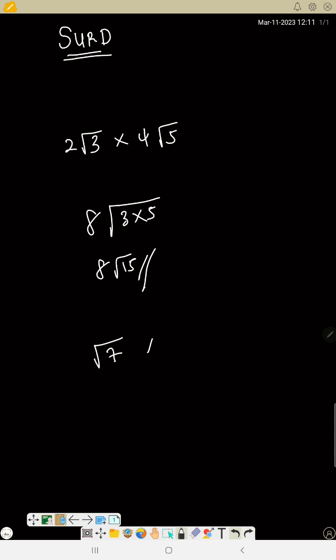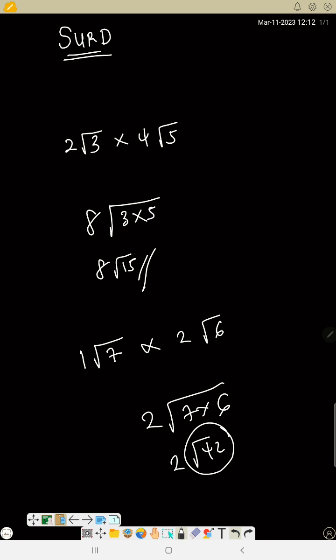So now look at this, root 7 times 2 root 6. Now what do you have at the back of root 7 here? Nothing. But if nothing is there, then it's 1. So you multiply 1 times 2. So you get 2 root. Then the inner will multiply the inner. That is 7 times 6. So that is root 42. So if this can be simplified, then you simplify. We are just doing multiplication.